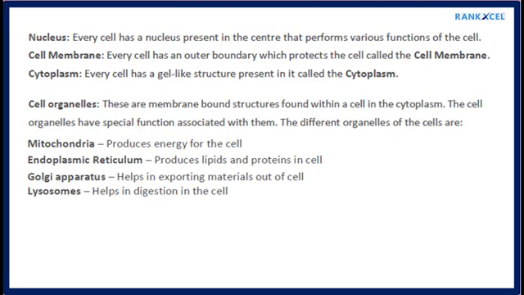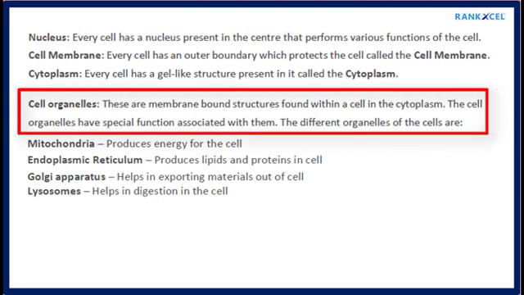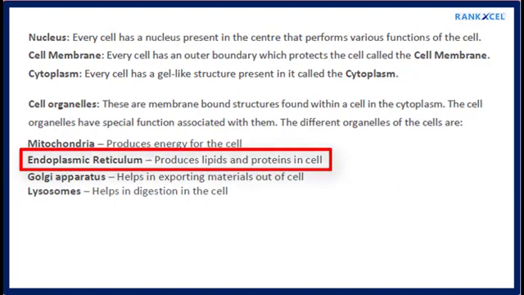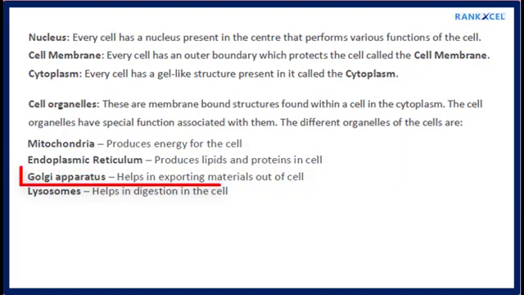Cell organelles. These are membrane-bound structures found within a cell in the cytoplasm. The cell organelles have special functions associated with them. The different organelles of the cells are: mitochondria, produces energy for the cell. Endoplasmic reticulum, produces lipids and proteins in the cell. Golgi apparatus, helps in exporting materials out of the cell. Lysosomes, help in digestion in the cell.